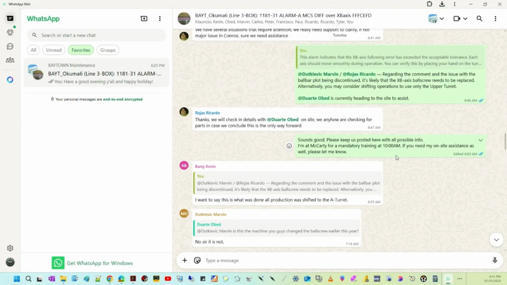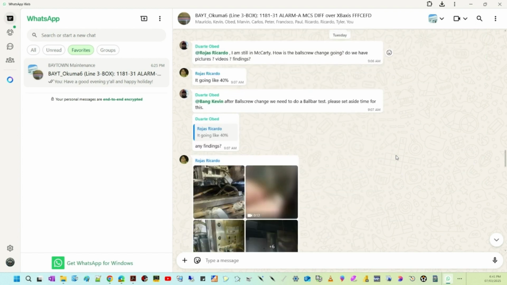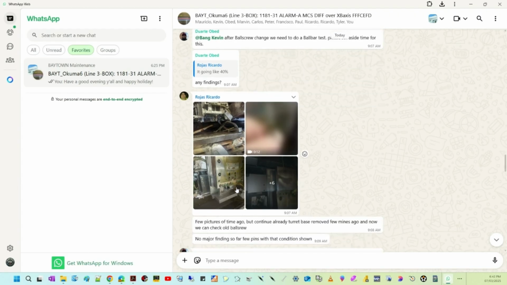Oh, yeah. And because that takes time, they immediately discussed a workaround: just shifting operations to use only the upper turret of the machine, assuming it has 2, to try and keep some production going while the X-axis, likely part of the lower turret system, was down for repair. Makes sense. So they start the ball screw replacement, and as they get deeper into the machine, what do they actually find? Did the reality match the initial diagnosis?